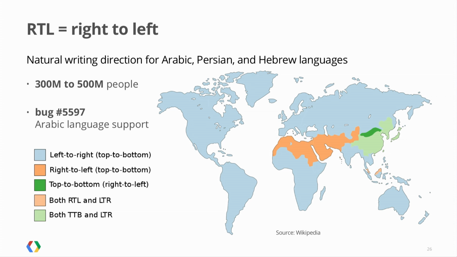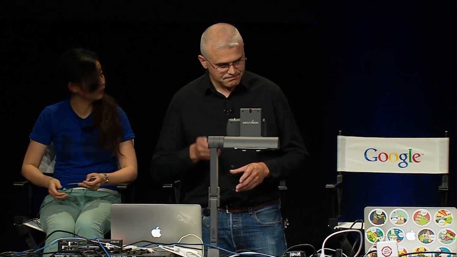It's also related to bug 5597, which has been filed in 2009, actually end of 2009, on our external bug tracking system and concerning Arabic language support. This bug, up to a couple of weeks ago, was the most wanted bug to be fixed, and it got roughly 9,000 stars, so that's quite a lot. Let's see what we have done.